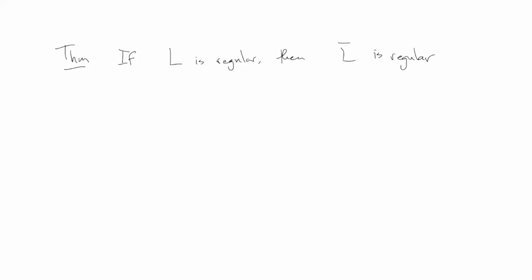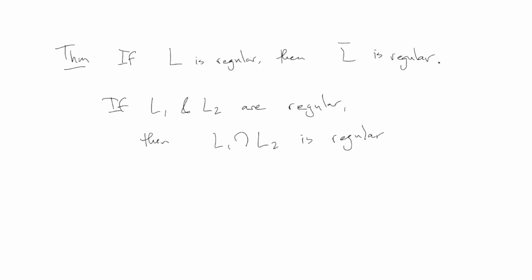So that's one thing. And then also, if I have two regular languages, L1 and L2 are regular, then L1 intersect L2 is regular, and L1 union L2 is regular, right?